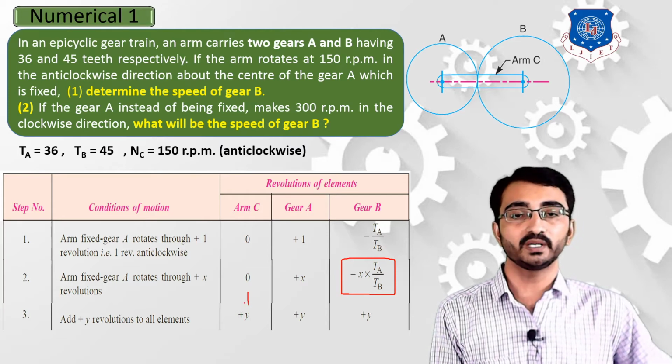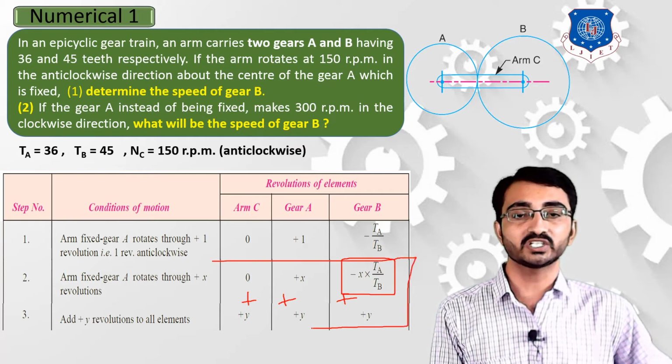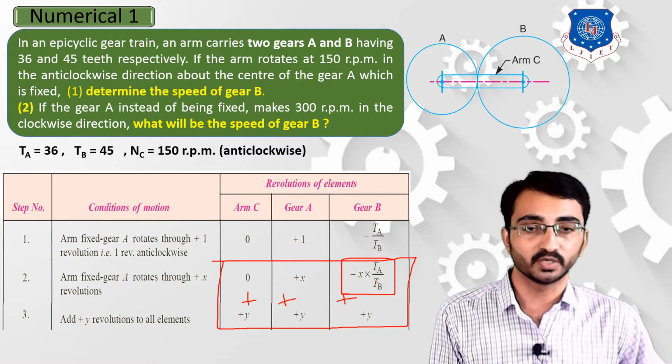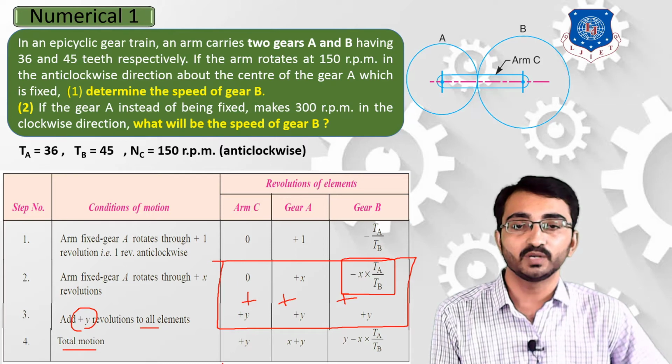So we have to make addition of these two rows, that is row number 2 and row number 3, and this addition will give you the total speed of each and every component. The total motion of each and every element will be the addition of this second and third row.